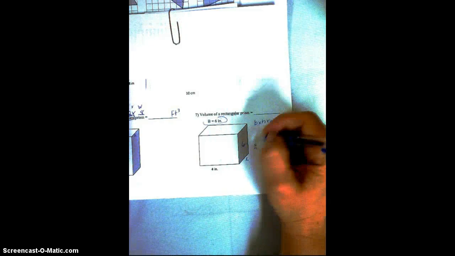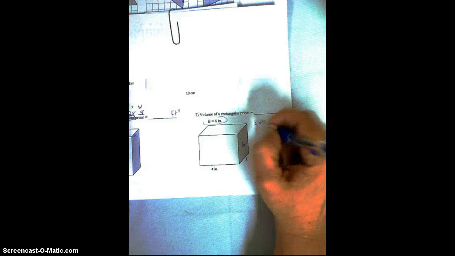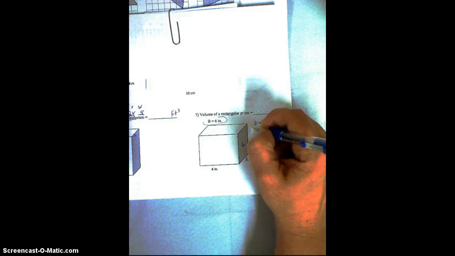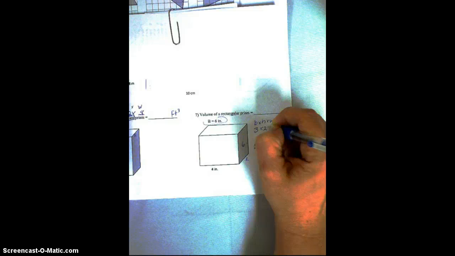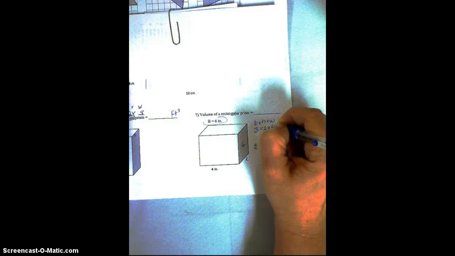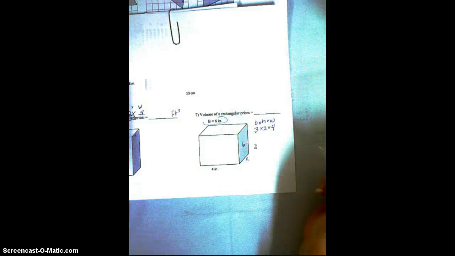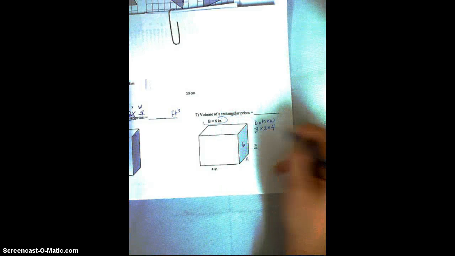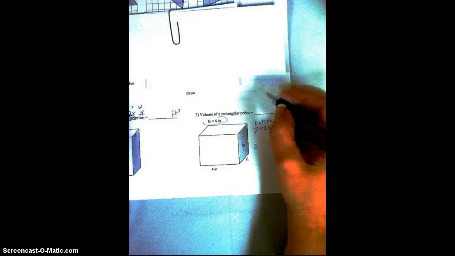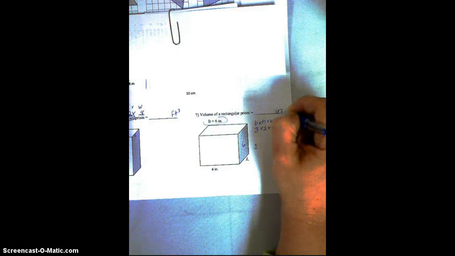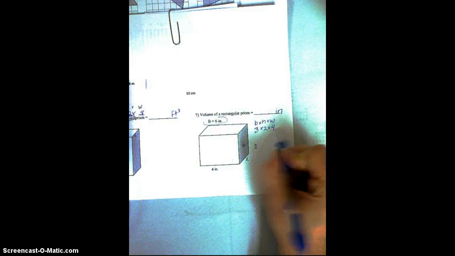Remember, big B means area of the base. So we would have our, well, I'm kind of doing this in a funny way, but we'll do 3 times 2 times 4, and we should get 24, just as if we did 6 times 4 is 24, 3 times 2 is 6, times another 4 will equal 24. And we're inches, and anytime you have inches times inches times inches, you want it to be inches cubed. Alright, let's flip it over.